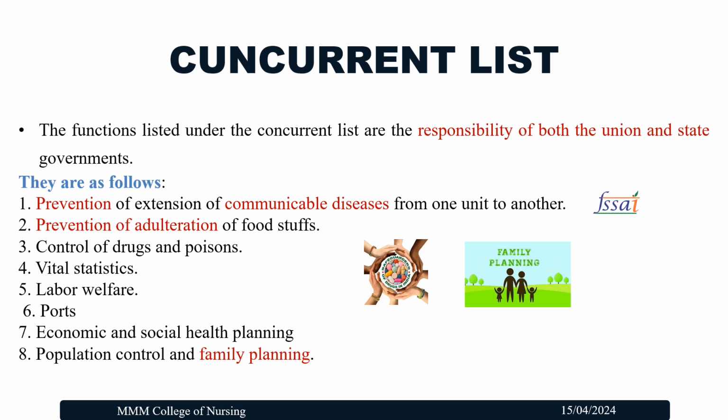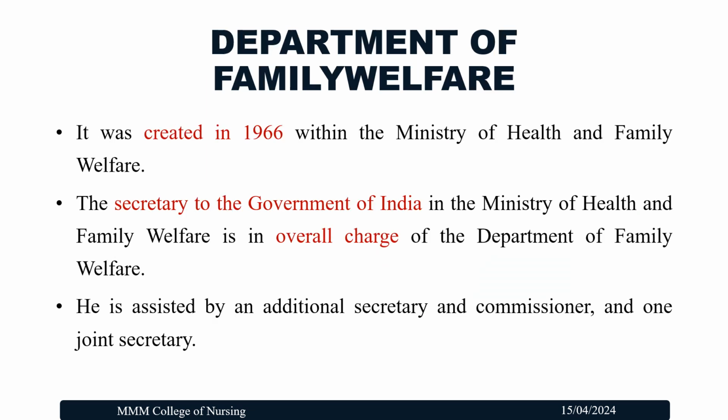Under the concurrent list, the functions listed are the responsibility of both the Union and the state governments. They are as follows: prevention of extension of communicable diseases from one unit to another, prevention of adulteration of foodstuffs, control of drugs and poisons, vital statistics, labor welfare, ports, economic and social health planning, and population control and family planning.